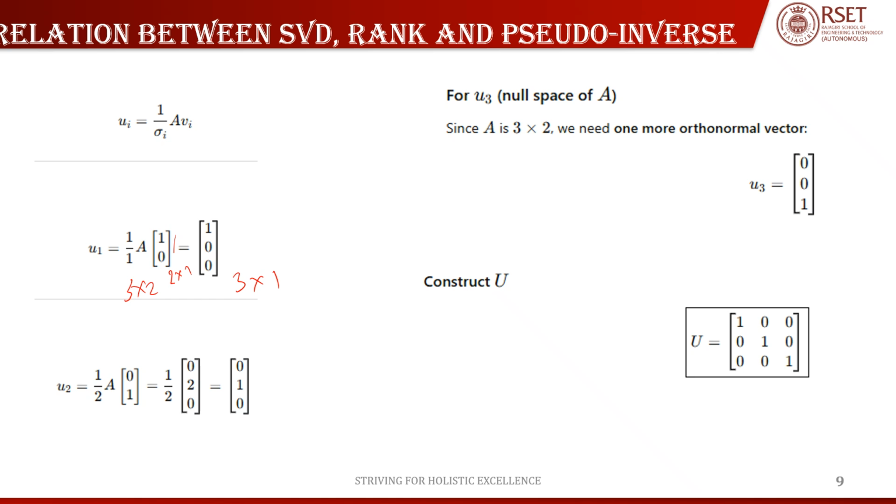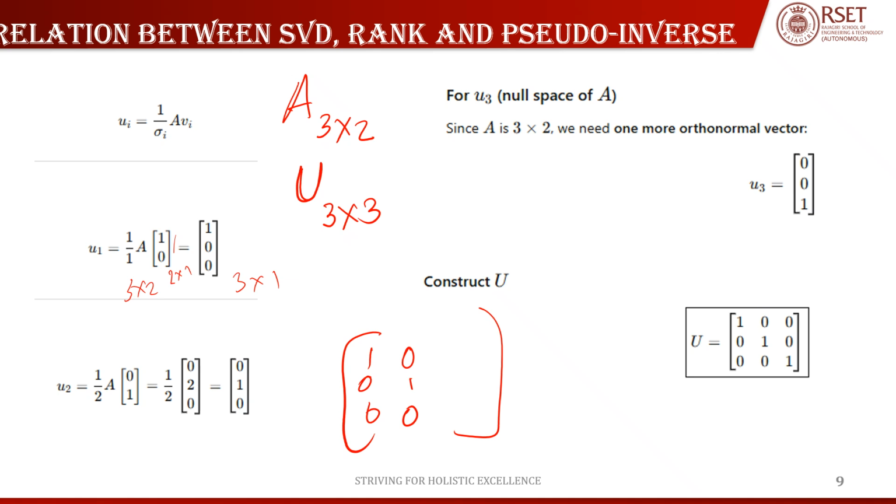And see, your A was a 3 by 2 matrix, so your U should always be a 3 by 3 matrix. Okay, so to form U, you have the first column to be 1 0 0, and you have the second column to be 0 1 0, and you need a third one. So what we do is we'll just choose an orthonormal vector to both of them. Okay, how do we get an orthonormal vector? We need an orthonormal vector to both of them.